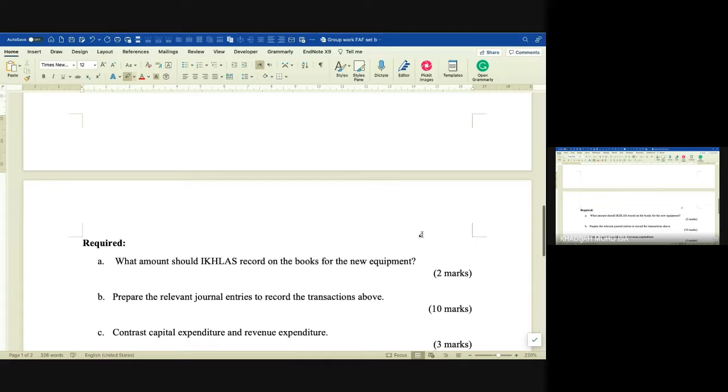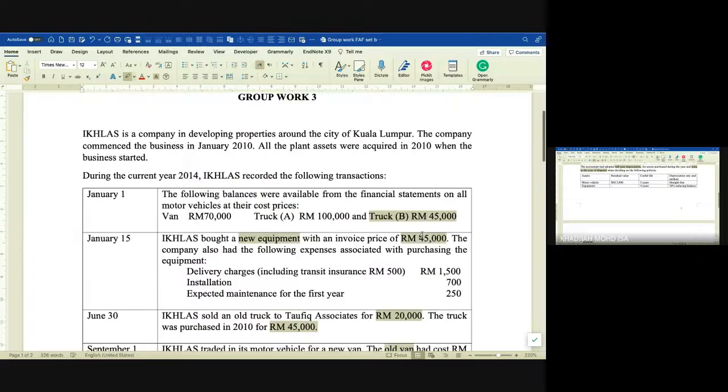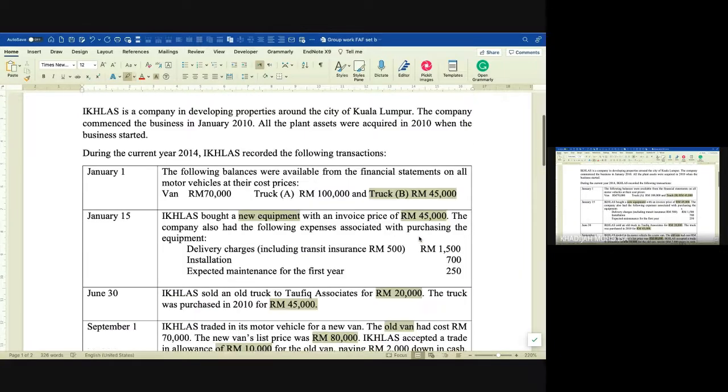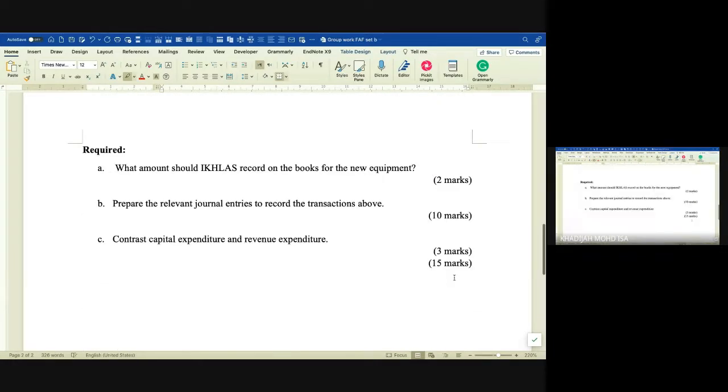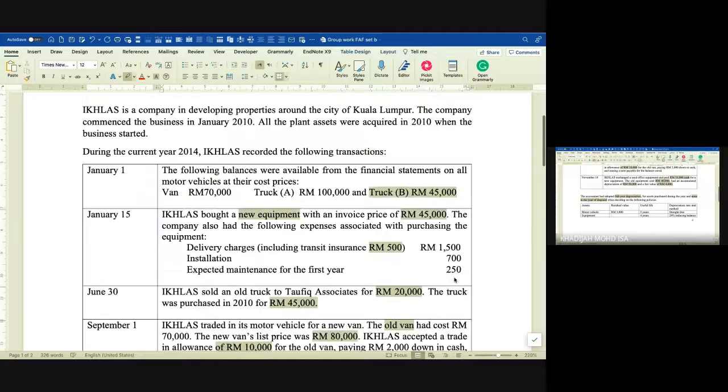All right. So the first question is, what amount should IKHLAS record on the books for new equipment? Where's the new equipment? Yeah, this one is the new equipment. So you have to decide, you know that the invoice price is 45,000. And then you have delivery charges, but included in the delivery charges is transit insurance of 500. So whether this 500 is inclusive or not, you know that installation is included, but the maintenance is not. So what is the cost to be recorded for the new equipment? Anyone?